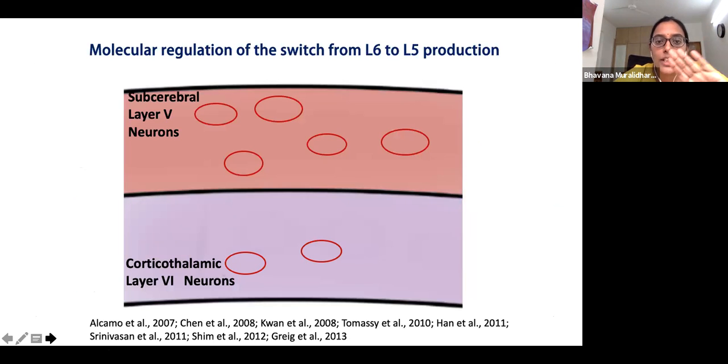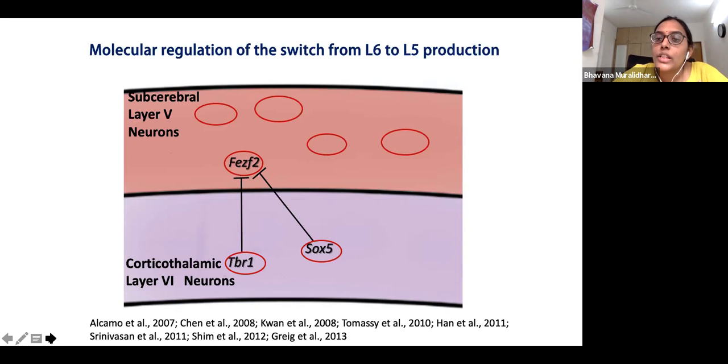So as I was telling you, I'll stop with this switch, which I have studied and which is known. I'm going to be talking to you about one such switch where the regulation switches from layer 6 to layer 5 production. Layer 6 neurons are the corticothalamic, which project to the thalamus, and two transcription factors, TBR1 and SOX5, are very important for making these neurons. When they're making these neurons, they make sure that layer 5 does not get produced. So they inhibit the expression of the transcription factor FEZF2 and make sure that it's only layer 6 production.